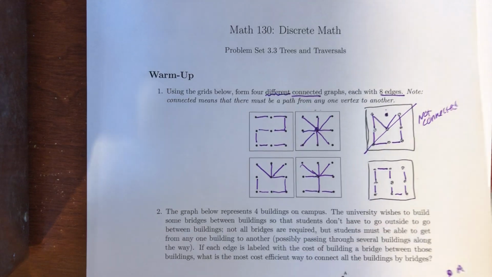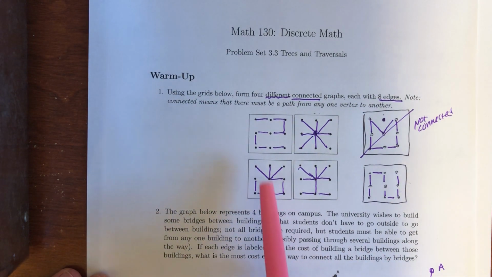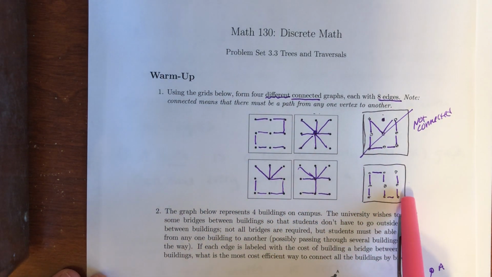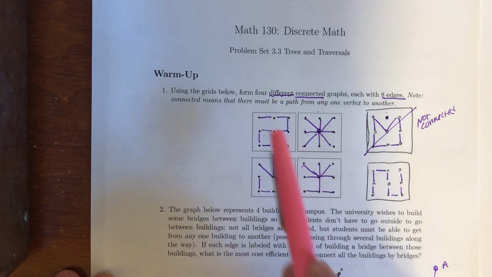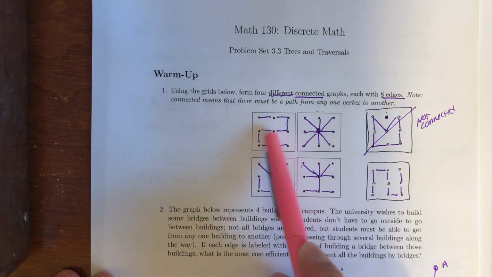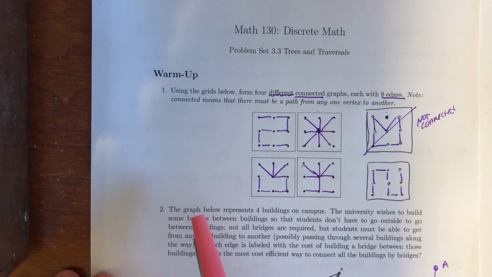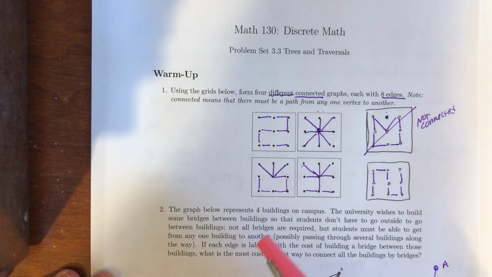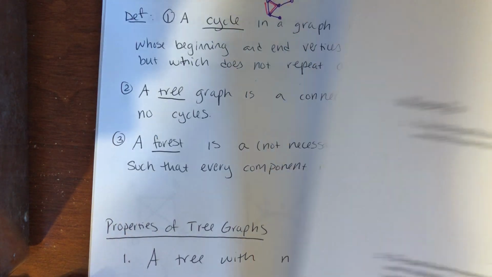So I'm going to come back over here to these warm-up problems for a second. Notice that none of these graphs here have a cycle, right? There's no way for you to take a walk and come back to your original starting position without repeating an edge. That's what it means to be a tree, right? But it does also have to be connected.